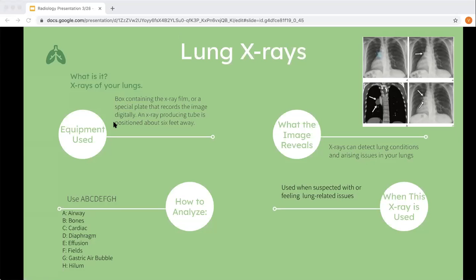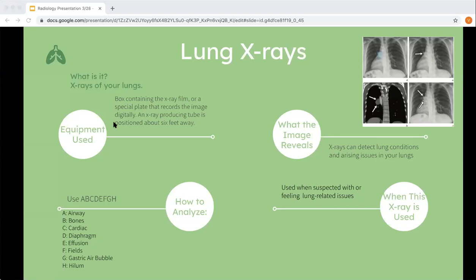To analyze lung X-rays, first check the airways. Ensure trachea is visible and in midline. Next, check bones. Check for fractures or dislocation, as well as soft tissues for foreign bodies and surgical clips. After that is cardiac. Check heart size and heart borders, aorta, and heart valves. Next, check the diaphragm. The right side should be higher than the left. After that, check for effusions.